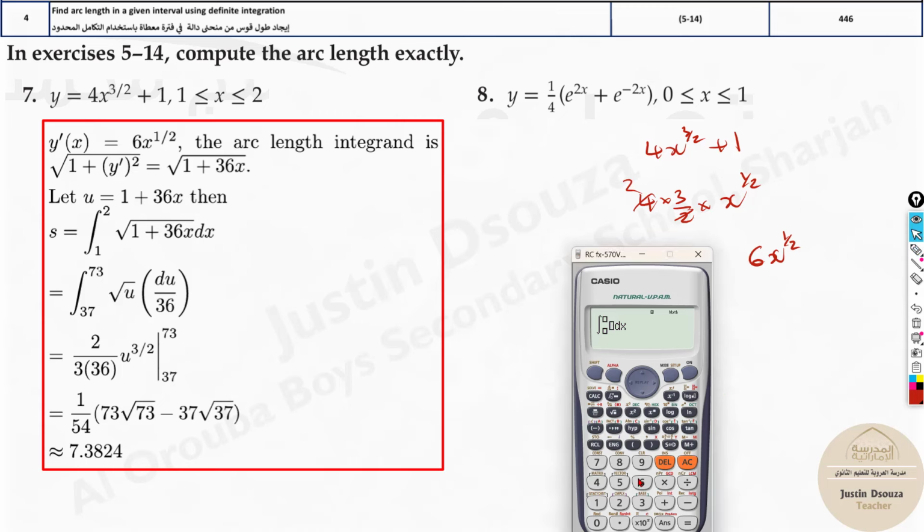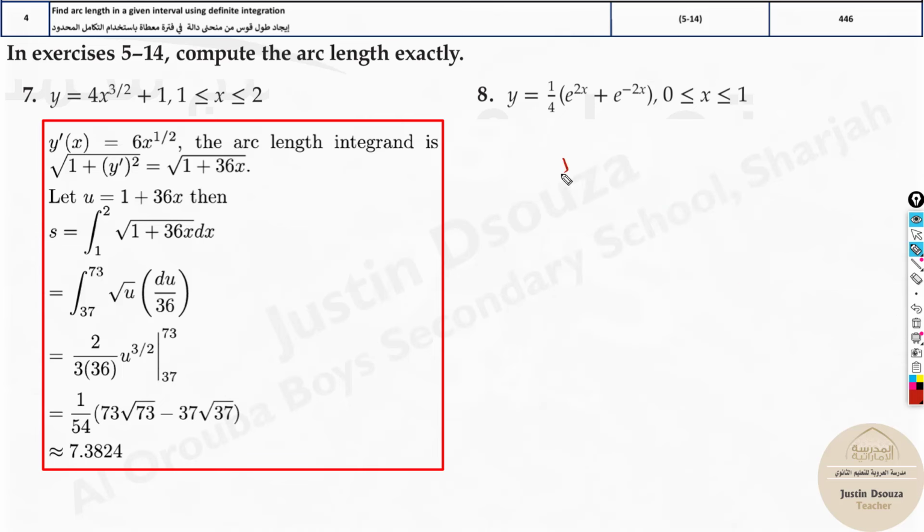Let's type it in the calculator here. It's square root of 1 plus 6x to the power half. Now I need to square this up, and it's not just for the x, it's the entire thing. So use the brackets properly and square it. And over here the limits are 1 to 2. The answer is 7.38 and so on. So if you know the differentiation, it's pretty straightforward.